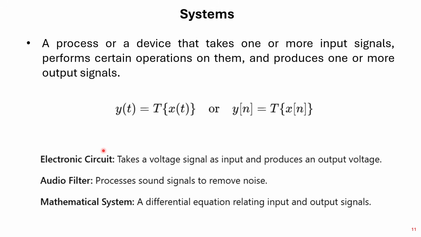For example, your electronic circuits can take some voltage as an input and give a certain output, right? So that circuit is a system, including your input signals. An audio filter, which processes sound signals to remove noise, is another example of a system, right?